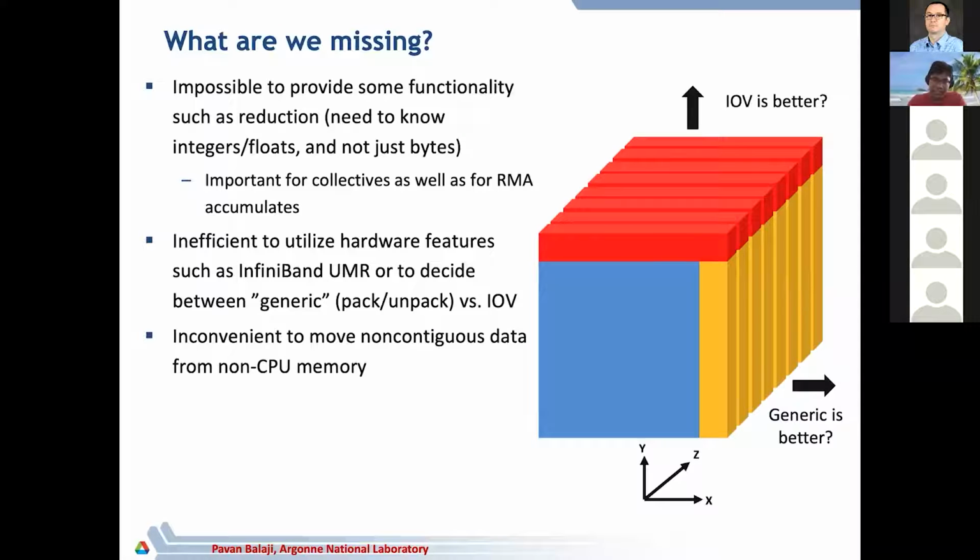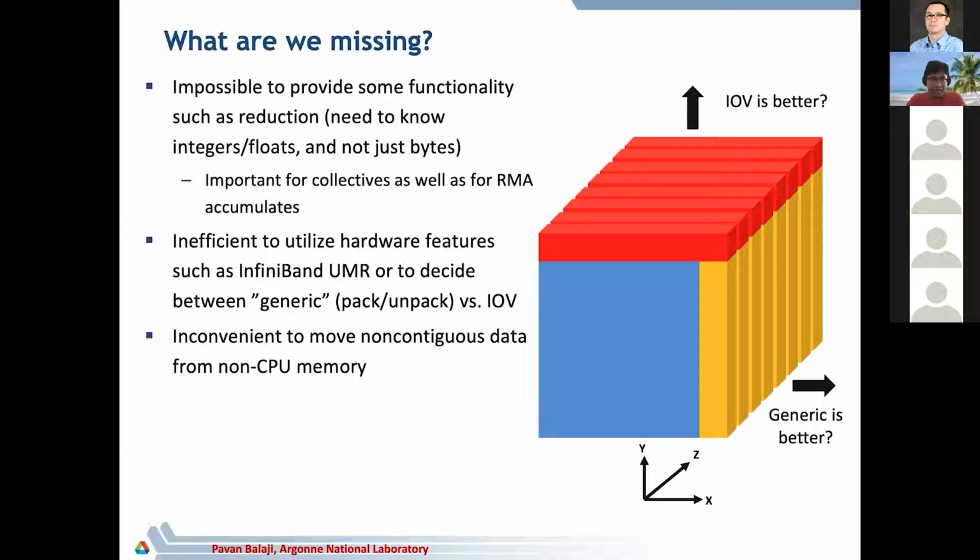But if you want to send to your top and bottom neighbors, depending on the length of your X dimension, IOV might be better. And when I say depending on the length of the X dimension, it depends very much on the network hardware that is used. For some networks, a small X dimension is good enough. For other networks, a very large X is needed before IOV is useful. So it can get a little messy if the user has to figure this out. Instead, if UCX can handle this, that's better.